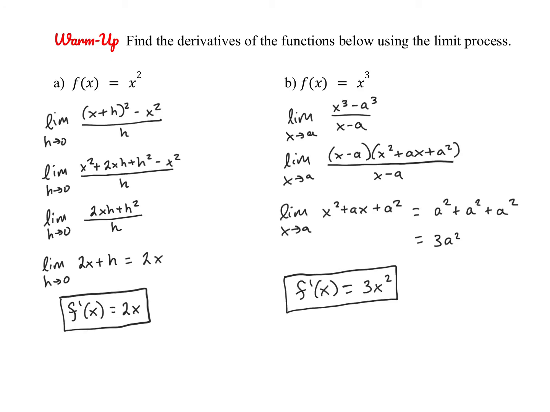Alright, go ahead and check your work here. So you can see that I used two different methods using the limit process, so either way is fine. But for the first one, you should get that f prime of x is 2x, and for part B, f prime of x is 3x squared.